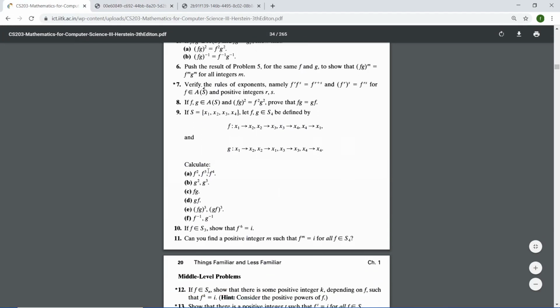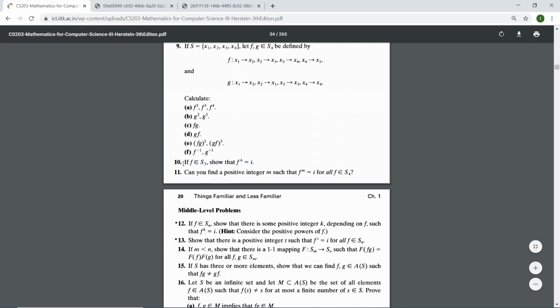Now exercise 10, if f belongs to S3, show that f elevated to 6 equals identity. So what I did, because 3 is a small number, I just wrote all the functions that there could be. So we know that there could be set 1, set 2, set 3, and we could have 3 functions. Now I'm not sure, I think there are more than 3, but I'm not sure. I'm kind of tired also, so I will recheck if this is correct tomorrow.